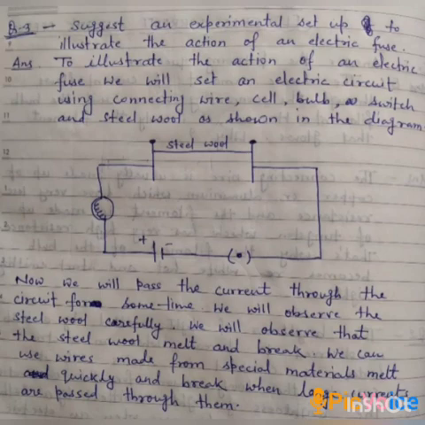We can use wires made from special materials that melt quickly and break when large currents are passed through them. In this way, we can show the action of an electric fuse in a circuit.